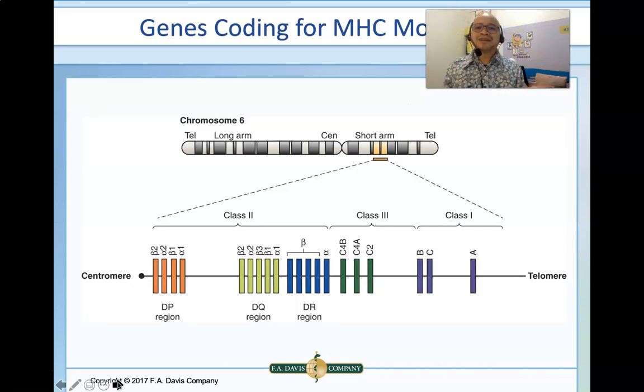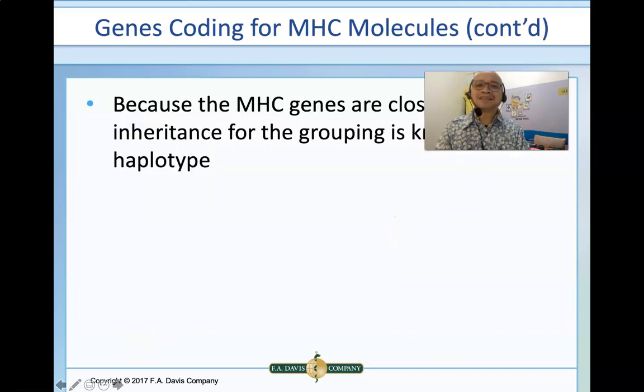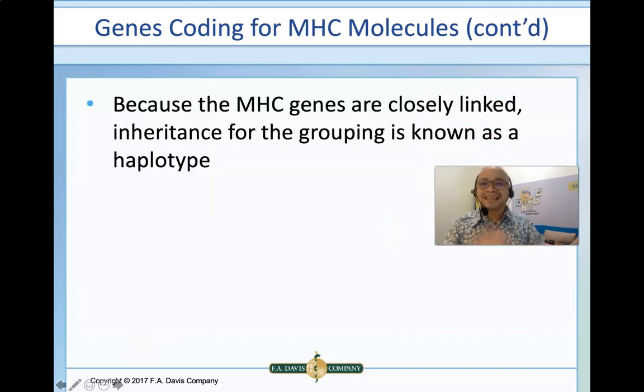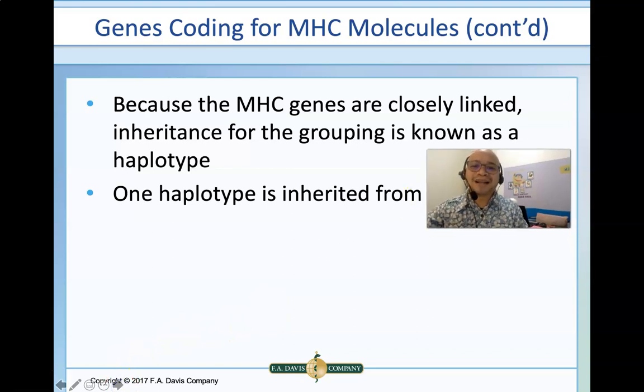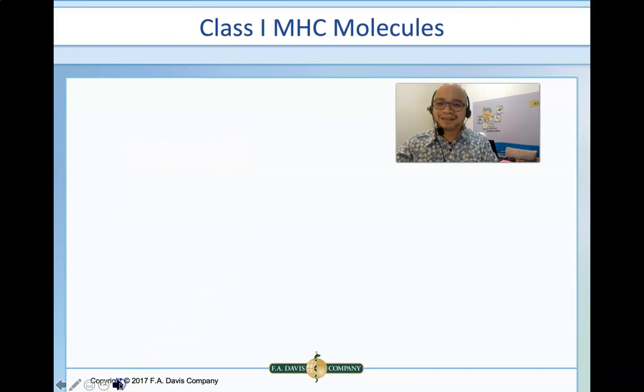Again, it is dictated in chromosome number 6, for class 1, class 2, and class 3. Class 1 has HLA-A, B, C. Class 2 has HLA-DR, DQ, and DP. Because the MHC genes are closely linked, inheritance for the grouping is known as haplotype. One haplotype is inherited from each parent.